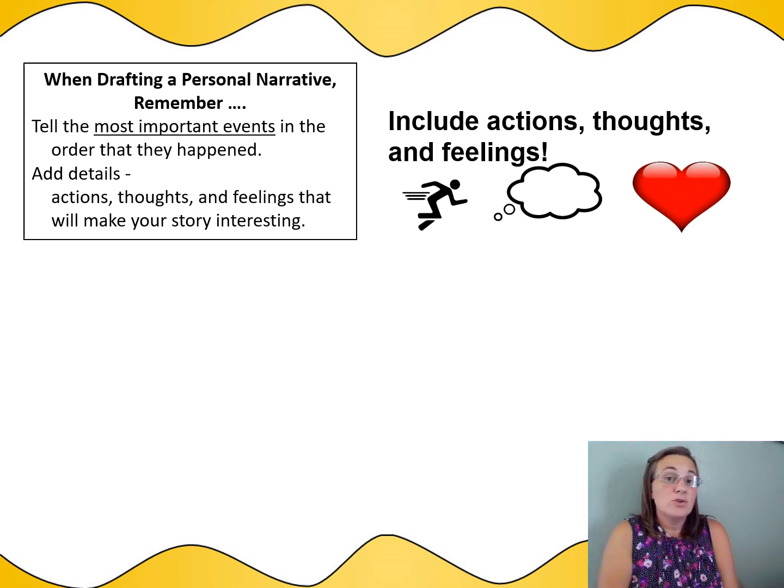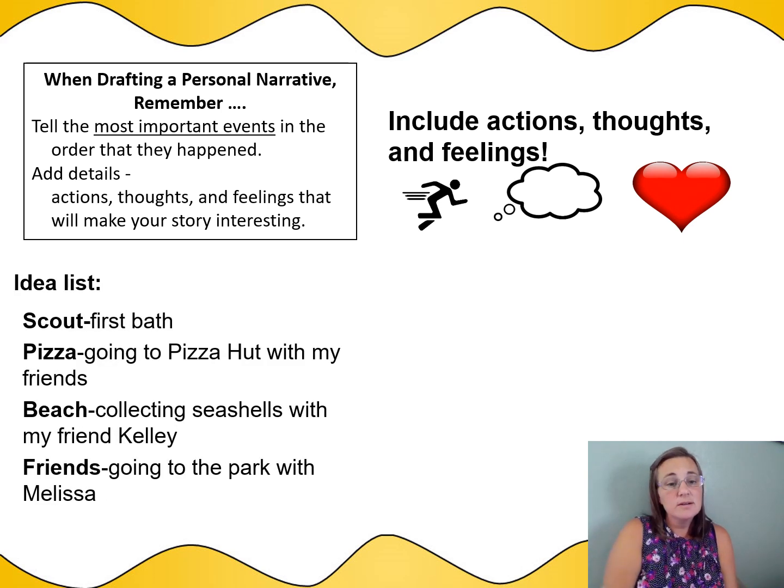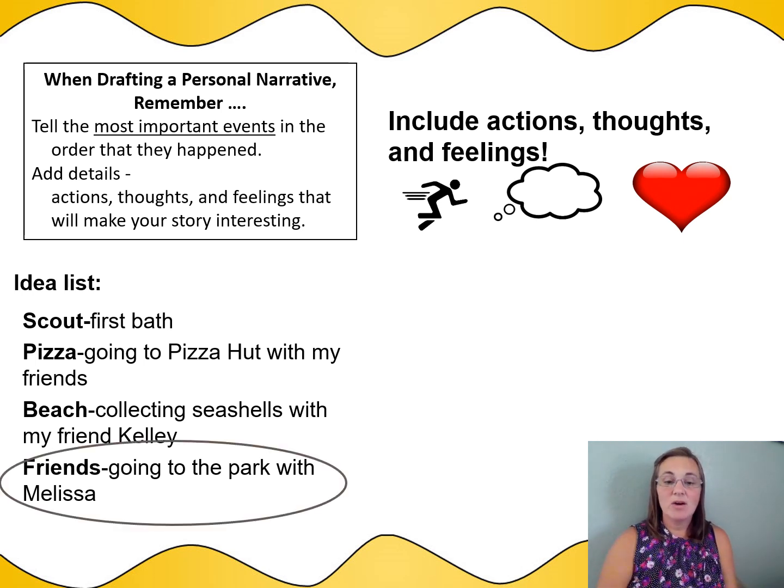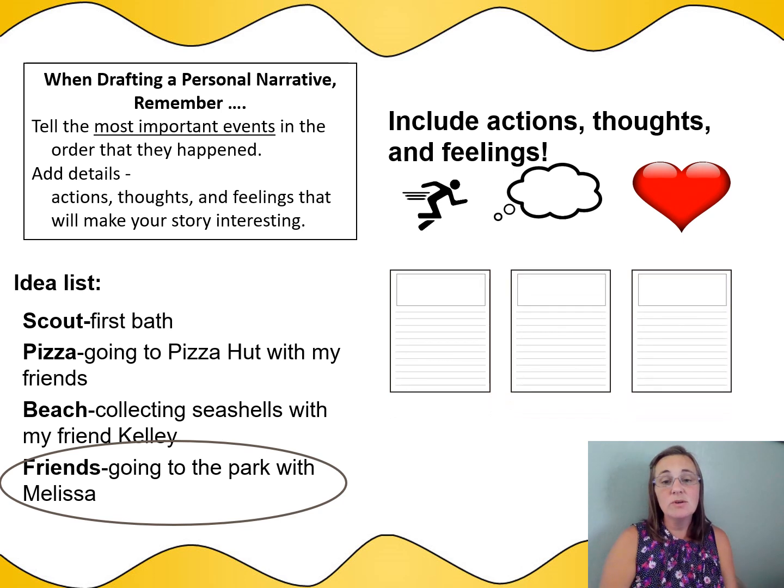Today, we're going to start a new story. So the first thing to do is go back to your idea list. Here's my idea list from the one that I made on lesson 1. Today I think I'm going to tell the story about going to the park with my friend Melissa. So now that I have my story idea, the next thing I need to do is tell the most important events in the order they happened.